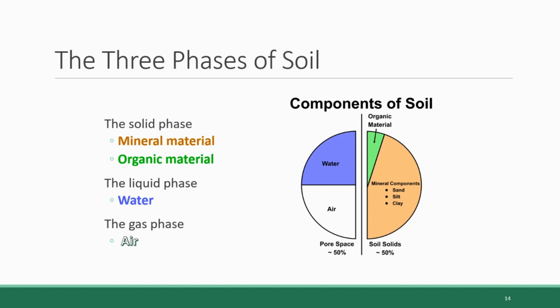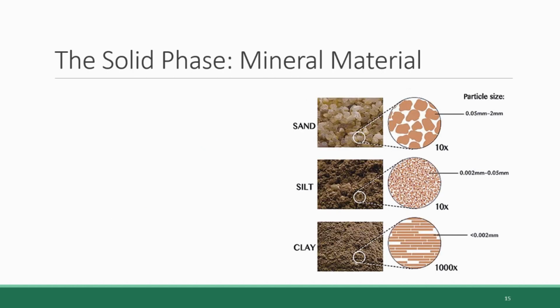In the figure on the right, you can get a sense of the division of space in these different phases, how much of the space is occupied by the three different phases of soil and their constituent parts. So we're going to start with the mineral material, which is one of the two pieces that make up the solid phase. And as we've said, the mineral material is what we might think of as the dirt. And there are three major categories of mineral material, and those are sand, silt, and clay.